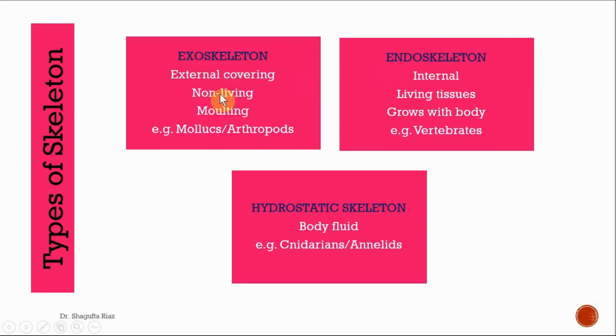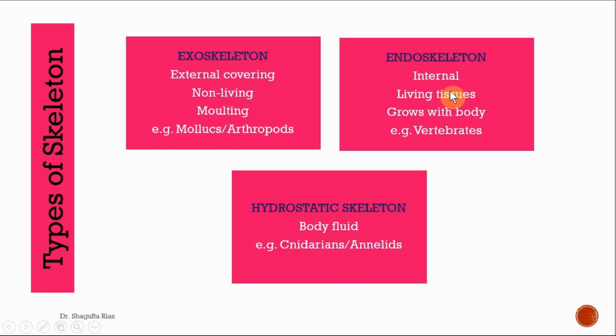Exoskeleton is non-living in nature, that is, it is made up of non-living material, while the endoskeleton is made up of living tissues. Because of this, as the exoskeleton is made up of non-living material, these animals need a phenomenon that is known as molting, which we will discuss in detail in the further slides. Examples of the exoskeleton are mollusks and arthropods. The animals belonging to these two phyla have exoskeleton.